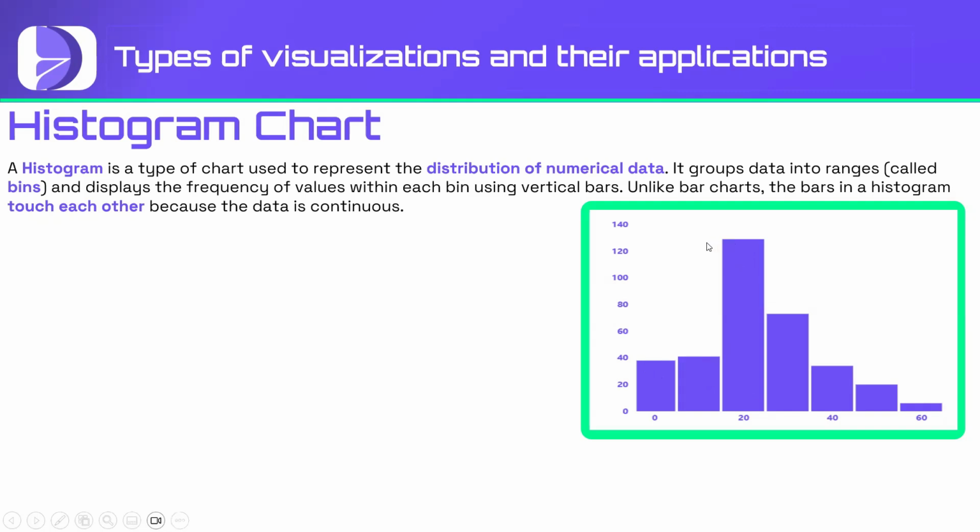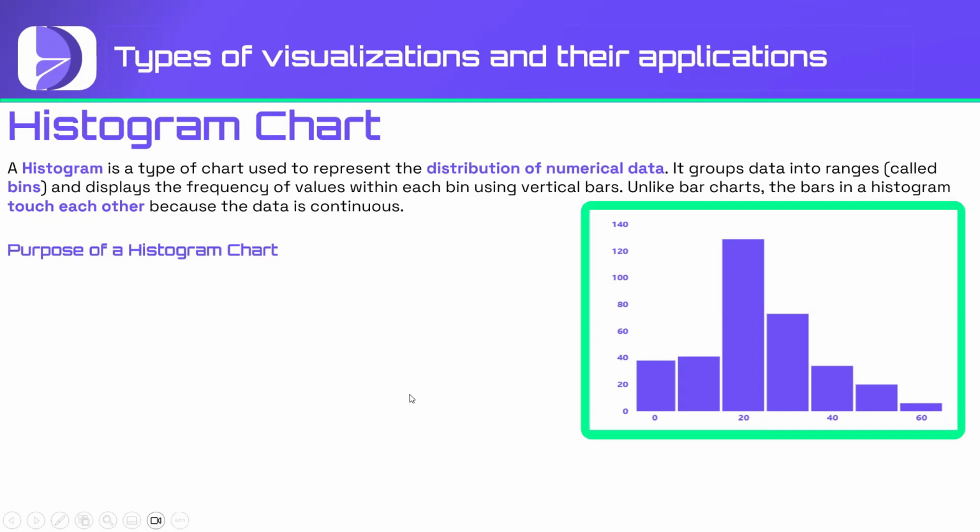Meanwhile, this particular group or interval has the least, which is 60. So you can see that more data points are coming within this particular group or interval. Let's say it's an age group, so the data is coming within that particular age group or interval.